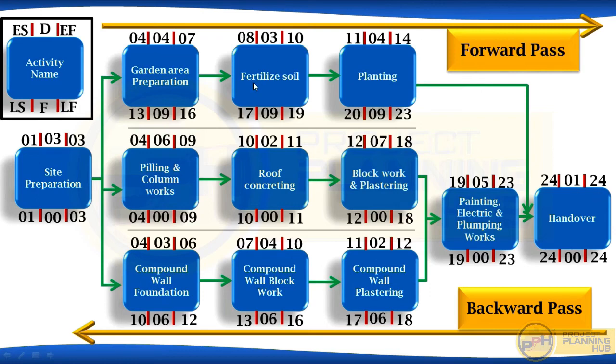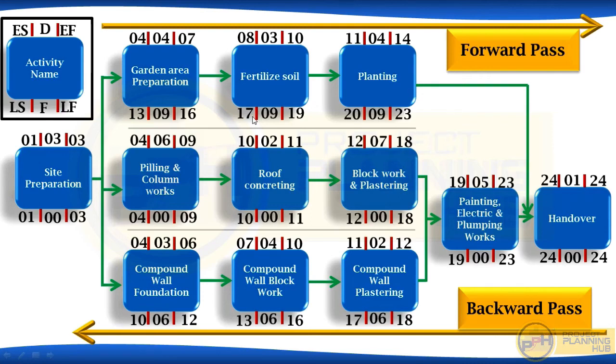Now again, the early start for fertilized soil is on 8th and the late start is on 17th. That means the early start date 8 can be delayed up to 17th. So 17 is the limit. If this 17 becomes 18, then this project will delay. So the point is, instead of 8, this activity can start on 9, and the project will not delay. It can start on 10, project will not delay. It can start on 11, 12, 13, 14, 16 up to 17. This project will not delay.